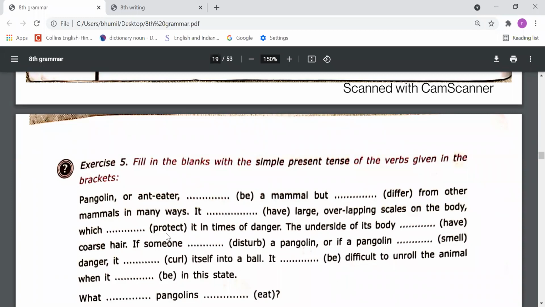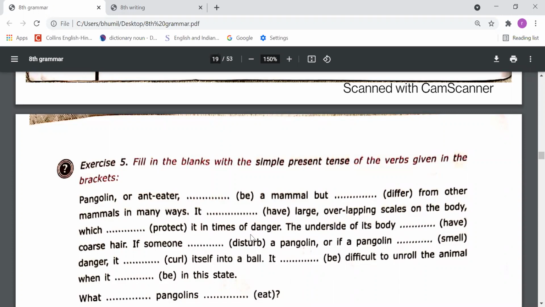So we need to mention here protect, P-R-O-T-E-C-T, not S. Why? Because which protects is used for scales. Scales is our main subject, right? Scales is our main subject. So scales is not singular, that is plural. So according to that, we need to use the root form, means plural form. Protect we need to use without S. Scales on the body which protect it in times of danger.